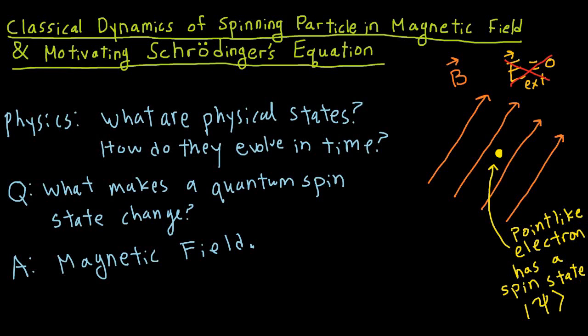Now, before we talk about quantum mechanics, we're going to start by building intuition by looking at what happens classically. And we'll see that what happens in quantum mechanics isn't actually too different from what happens classically. So we're going to start by building some intuition. Classical dynamics.